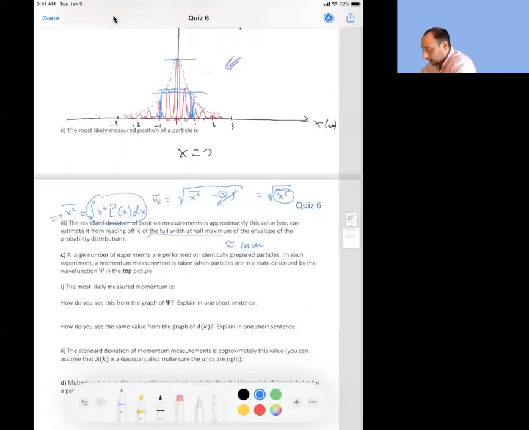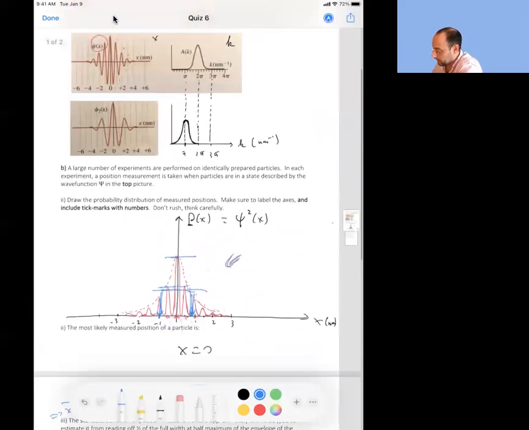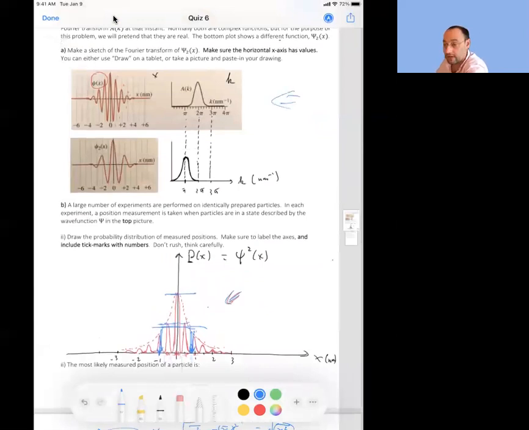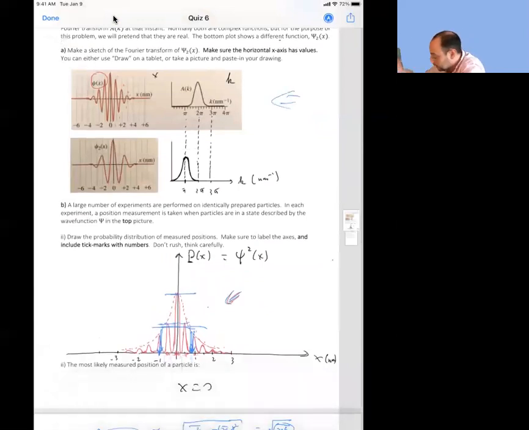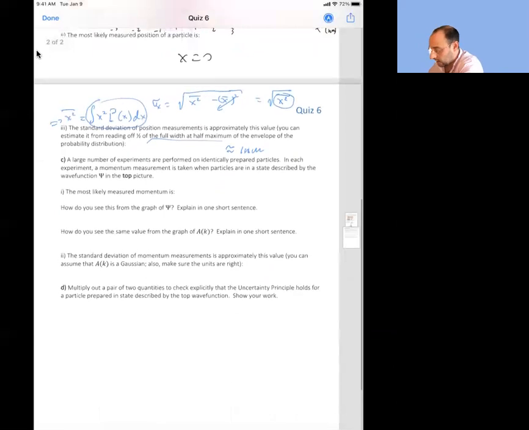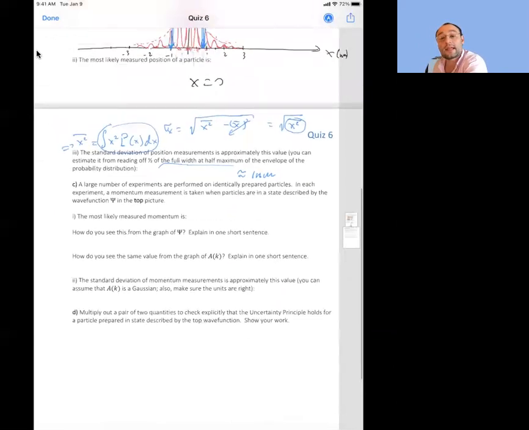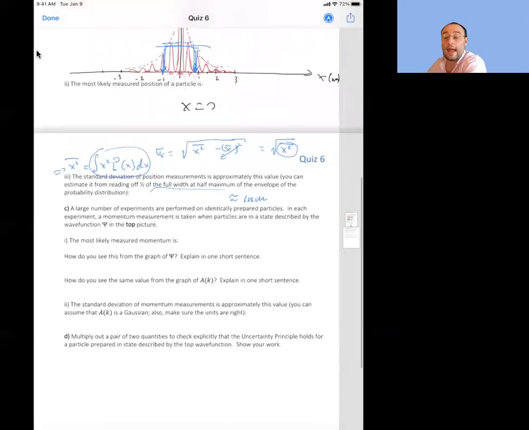Now, question C. A large number of experiments are performed on identically prepared particles, and in each experiment a momentum measurement is taken when particles are in the state described by the wave function psi. Okay, so we're talking about this business right here. We actually give you both the wave function and its Fourier transform. And the question is, what is the most likely momentum measurement? And how do you see it both from the psi and from the Fourier transform?